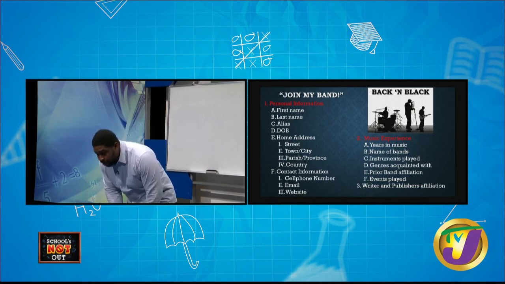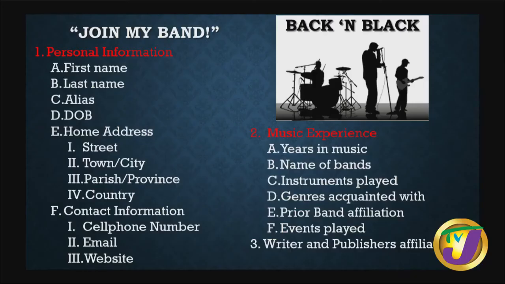And then we have music experience. So I'm breaking down the information that I want. Of course, you might want more information than I have here, but this is what I want. I want the years in the music business, the names of the bands they might be affiliated with, the instruments they played, the genres they are acquainted with, prior band affiliation, meaning the last band possibly, events that they've already played at, and then writer and publisher affiliation.